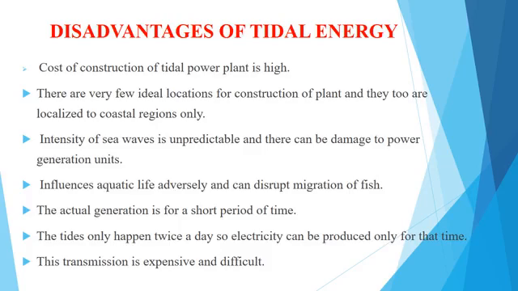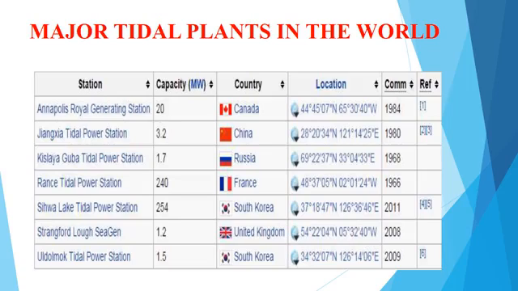The actual generation is for a short period of time. The tides only happen twice a day, so electricity can be produced only for that time. Transmission is expensive and difficult. Tidal power transmission is more expensive. The major tidal power plants in the world are shown in the figure.